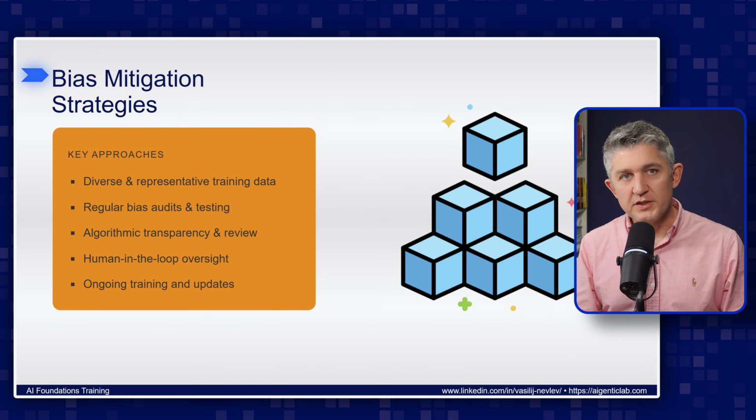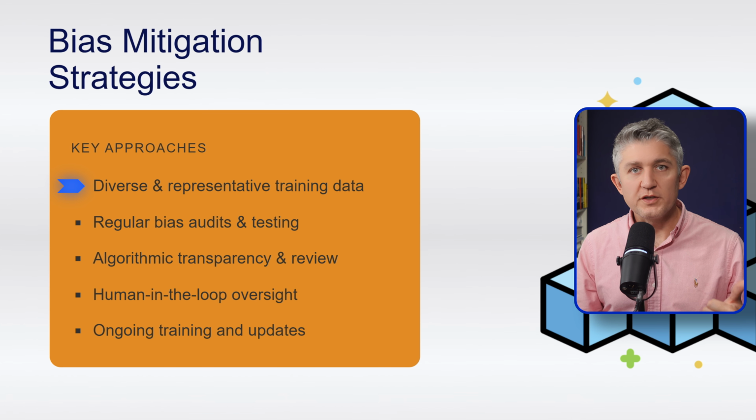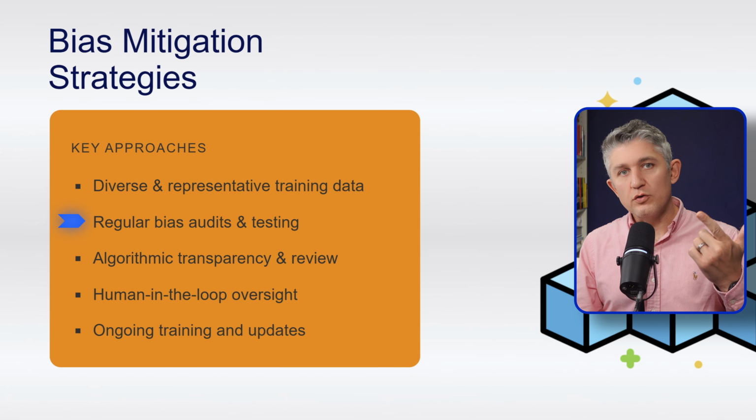Let's summarize the mitigation strategies. Use diverse, representative training data, run regular bias audits with clear thresholds, increase algorithmic transparency and peer review decisions, and keep a human in the loop for sensitive outcomes. Last but not least, refresh and retrain periodically as the data shifts. Bias is not a one-time fix.